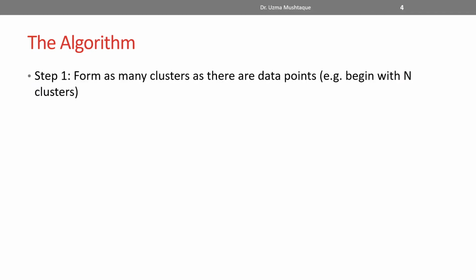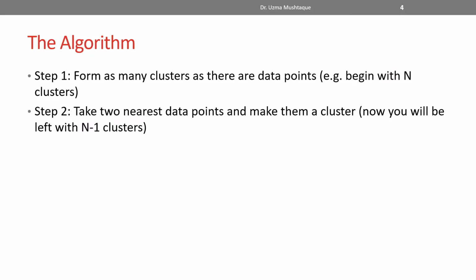Okay, so this is how the algorithm works. It's pretty easy to understand. Step one is to begin with all the data points that you have and think of them as clusters. So each data point in your entire data set is nothing but a cluster. So I begin with n clusters and then I try to find out the two nearest points, or the two closest points, and make them a cluster. Right? So now I'll be left with n minus 1 because I just found two of them that were nearest and I created a new cluster. So I now have n minus 1 clusters.